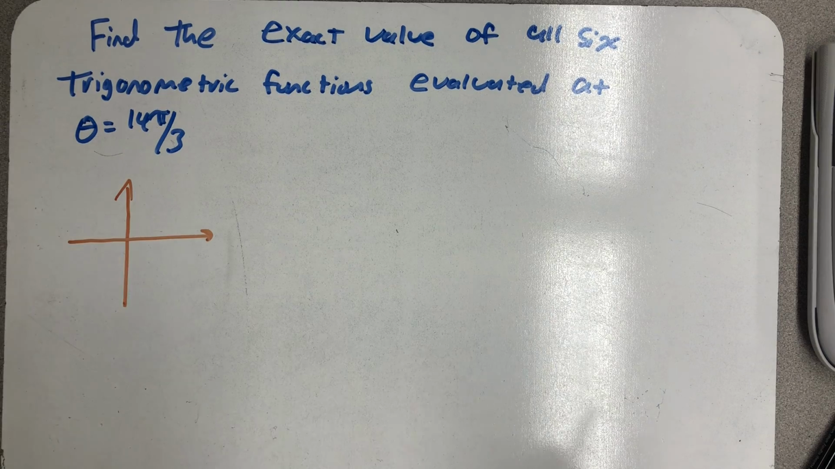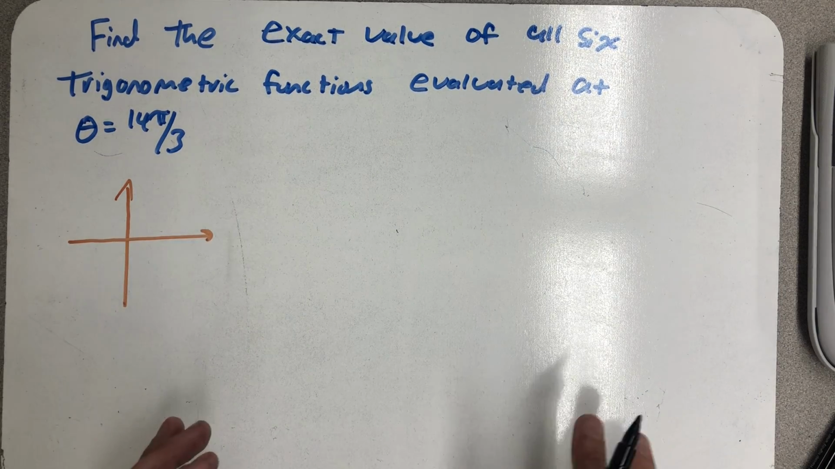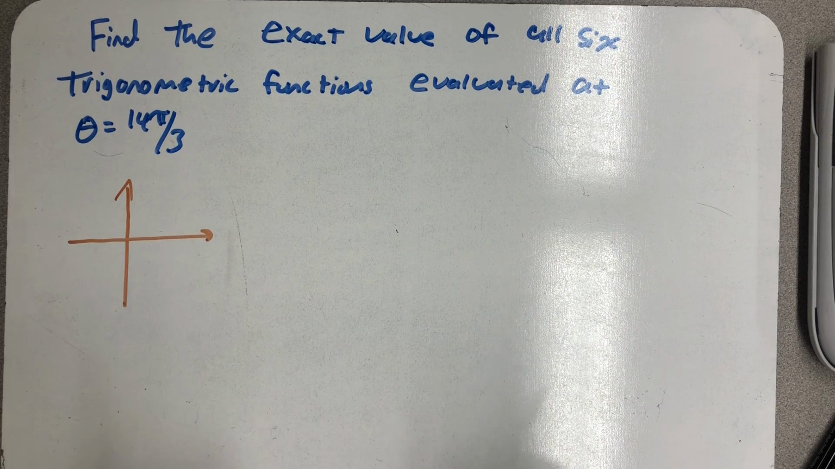Then I'll evaluate all of my trig functions using that reference angle and then throw in the right plus or minus based on what quadrant my terminal side ends in.